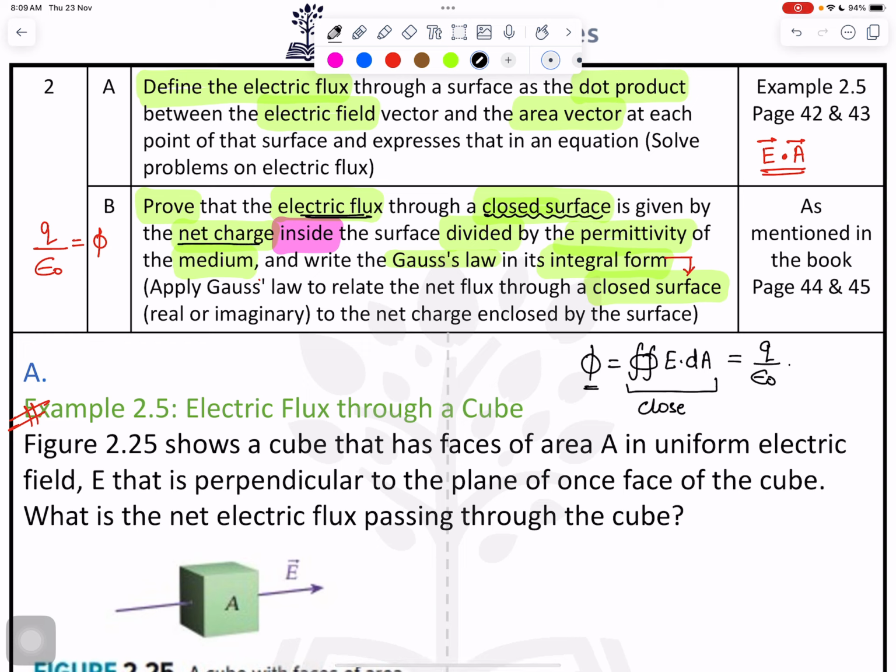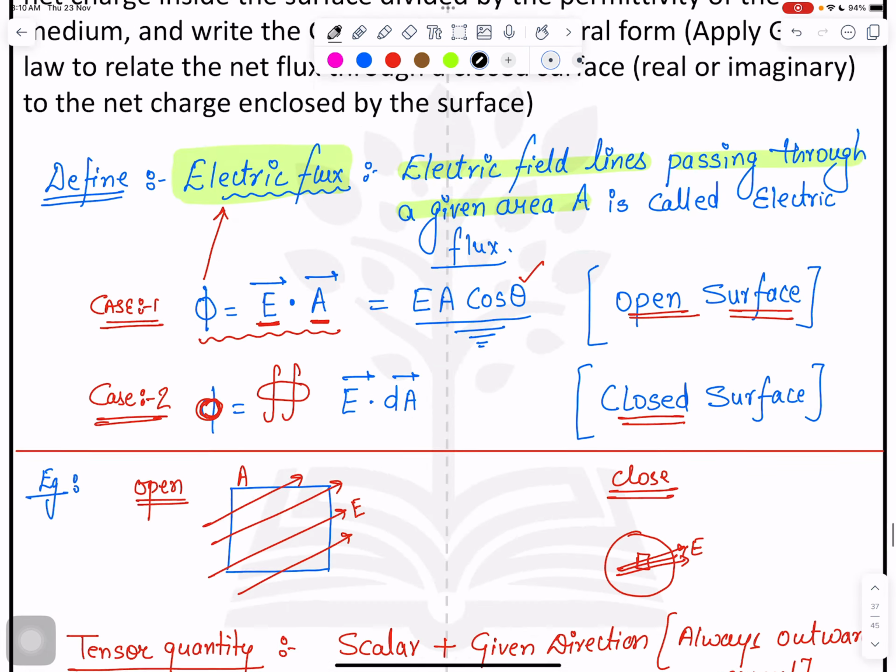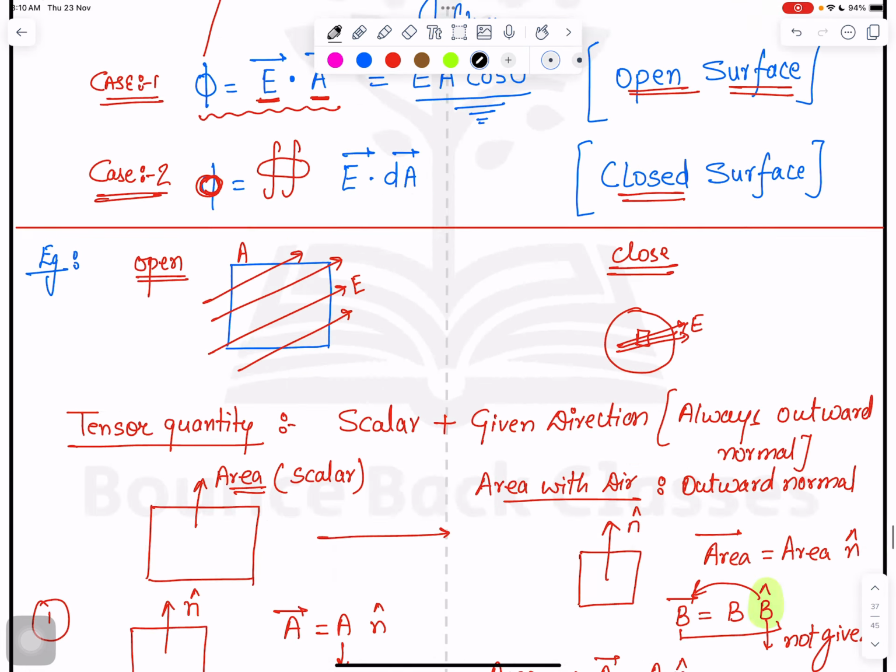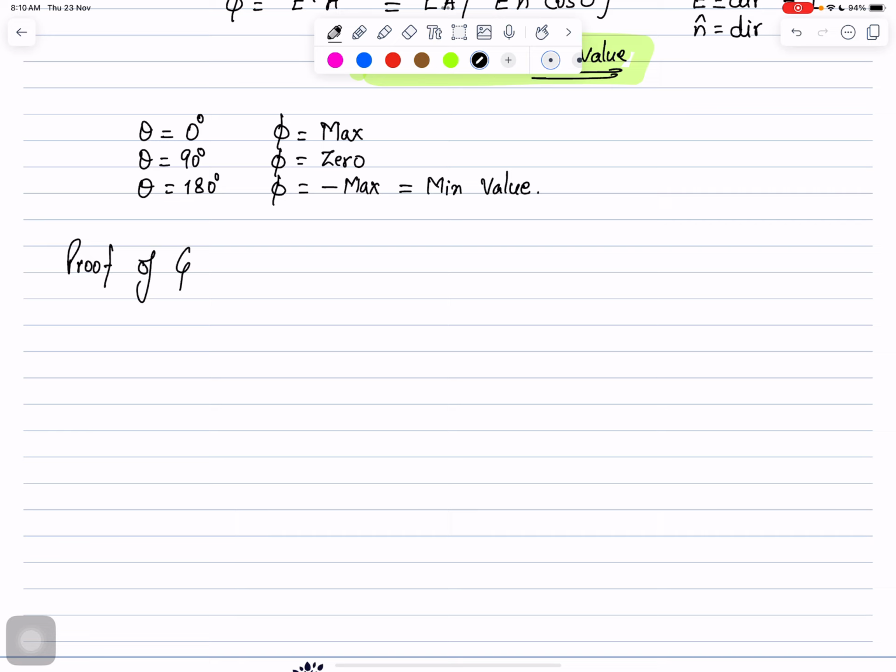Given by net charge, so Q net, inside the surface. Inside means close the surface. Divided by permittivity, this is your permittivity of the medium. And write Gauss law in its integral form, so this is your integral, meaning with the help of integration. We need to prove that. Now, proof of Gauss theorem.